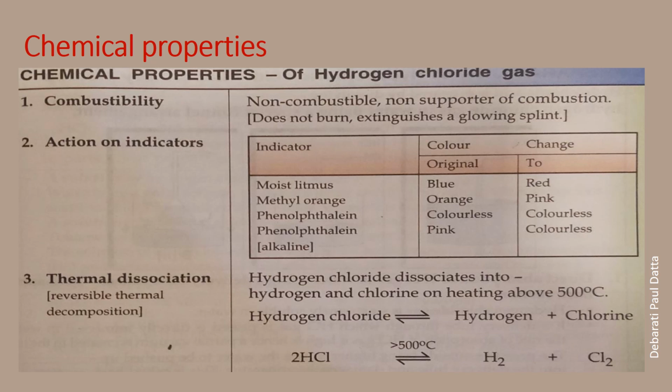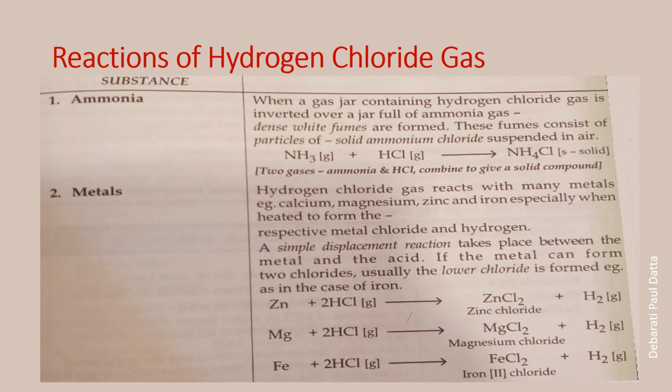Now let us see what happens in thermal dissociation of hydrogen chloride. Hydrogen chloride dissociates when we heat the gas above 500 degrees centigrade to produce hydrogen gas and chlorine gas. Now this reaction is a reversible reaction. Now let us see a few reactions of hydrogen chloride gas. First one: a jar containing hydrogen chloride gas, if we invert it over a full jar of ammonia gas, you can see dense white fumes are formed. These fumes consist of particles of solid ammonium chloride suspended in the air.